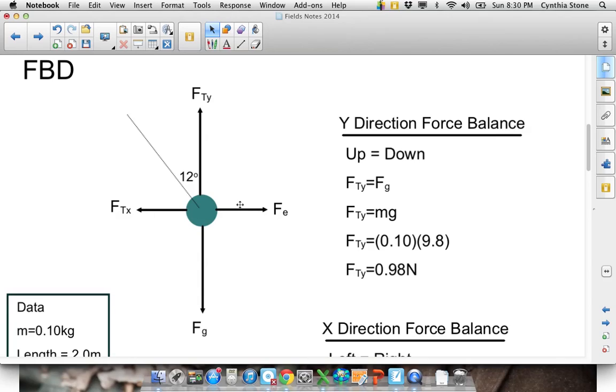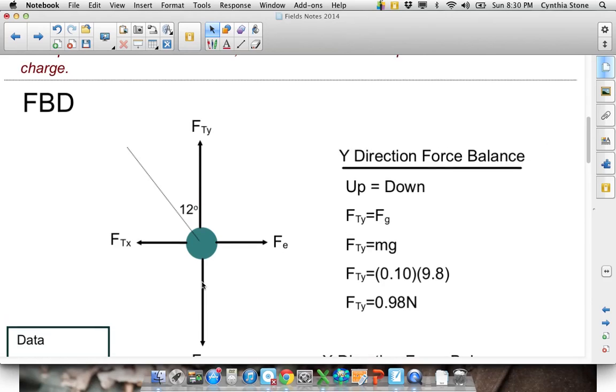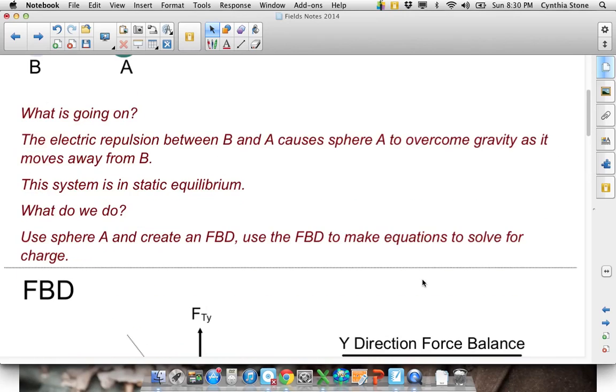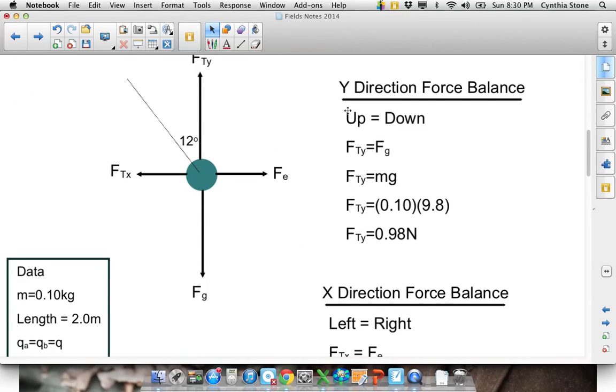Pushing it away from B, and there's gravity pulling down. So we must know the mass, okay? So there's my free body diagram, and the things that I can figure out, I can use the Y direction and figure out the Y component of my tension, right? Because my Y component of my tension will be equal to gravity. So this number here is going to be equal to 0.98 newtons.